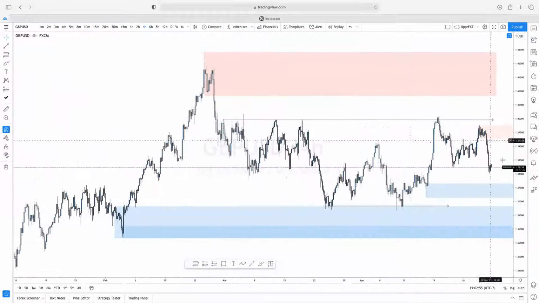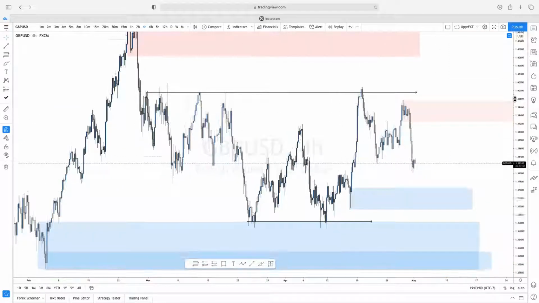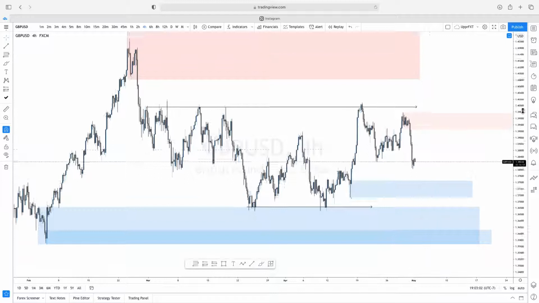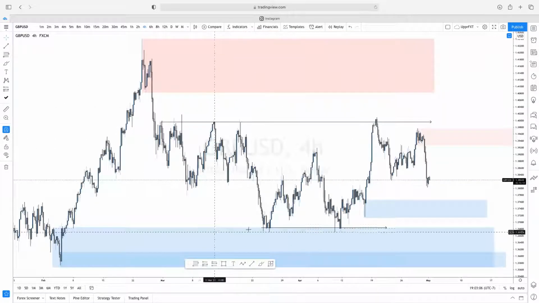We don't know what's going to happen first. We're going to have to let price play out throughout the week. We might not even get the majority of these plays this week. We just got to see how it happens. But I'm looking for these lows to be taken and these highs to be taken overall for sells up here.